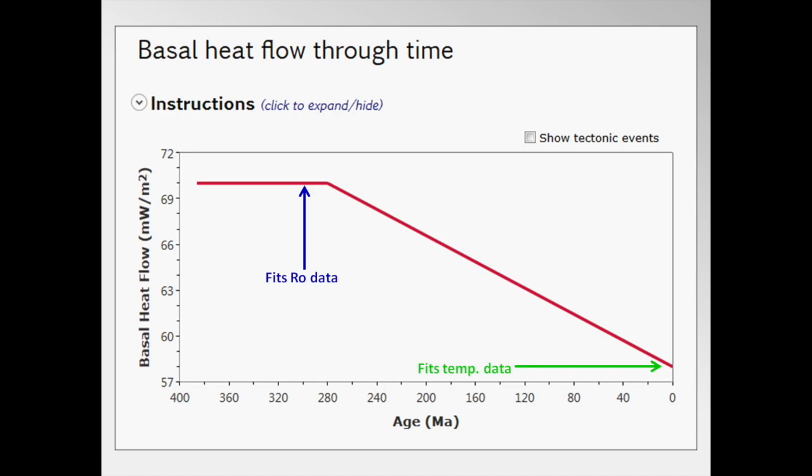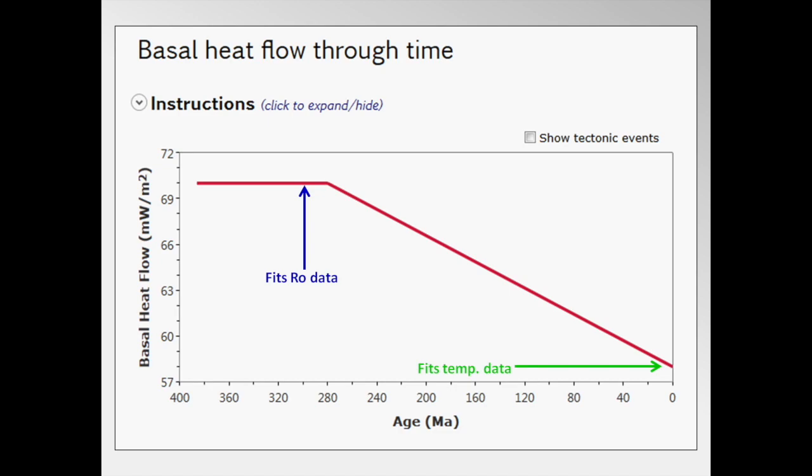So we've made good progress toward the goal of simultaneously fitting thermal data from today, temperatures, and from the past, Ro. But we have simultaneously uncovered a significant issue. The present-day heat flow of 58 milliwatts fits the present-day temperature data, while a higher heat flow at about 300 million years is required to fit the reflectance data. So what is the actual shape of the heat flow curve through time? What is our next step in putting the heat flow story together?